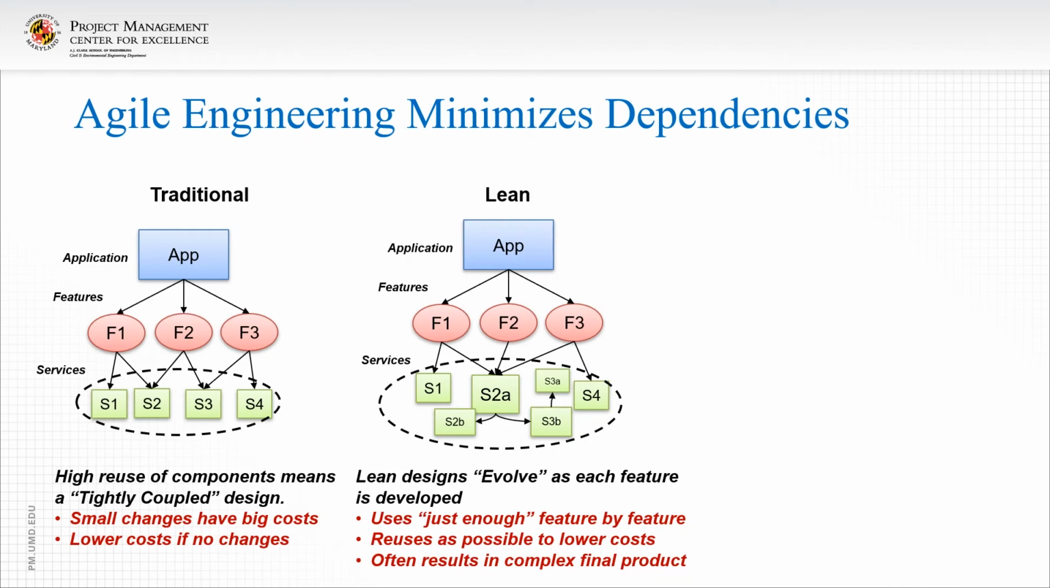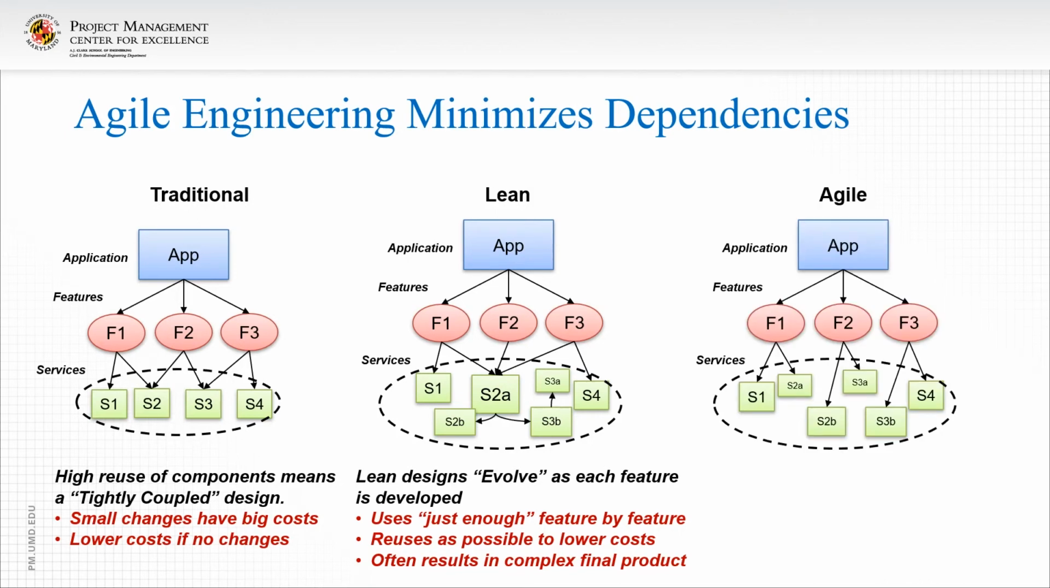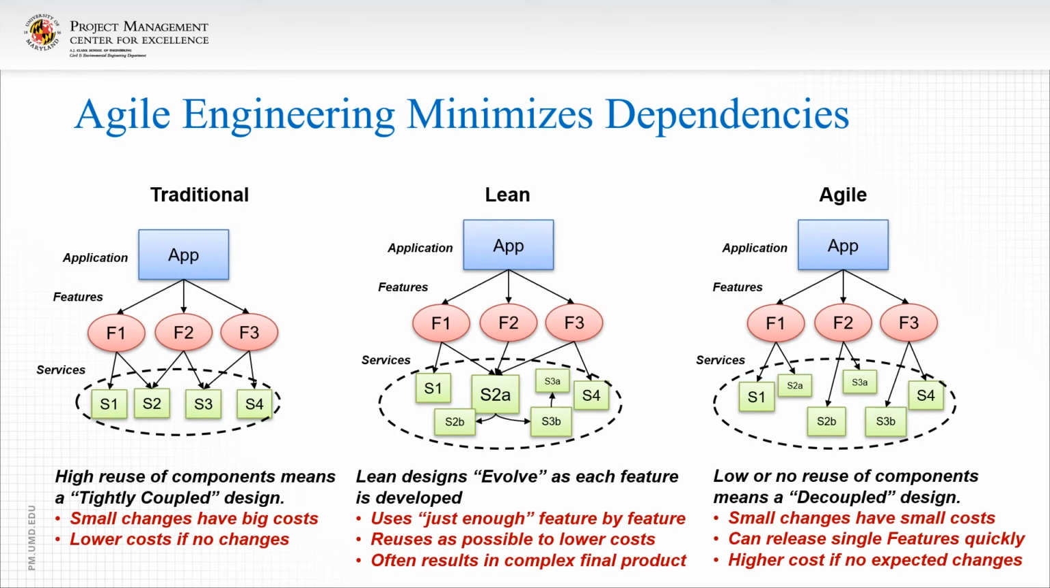And then there's Agile. Agile is all about decoupling the architecture. The reason we do that is because we don't want to have a lot of cost when we change things. We know we're going to change in the future. We know we're going to learn. So that means that we have low or no reuse of components underneath the hood whatsoever. We can release individual features right away because they're completely self-contained. That functional redundancy does mean that we have slightly higher costs in total if you're trying to deliver the whole product. But we can get the first feature out a lot faster.